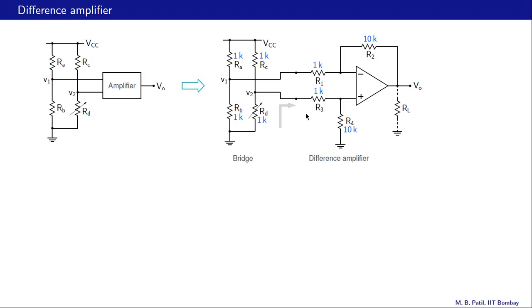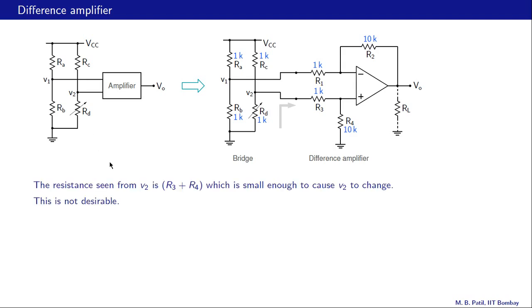But there is a problem, and let us see what that problem is. When we connect the amplifier to the bridge circuit, we expect that V1 and V2 stay the same as before. And when will that happen? That will happen if the amplifier does not draw any current from this bridge circuit. Or in other words, we expect the amplifier to have a very large input resistance compared to all of these resistances. Now that is not happening in our difference amplifier, and let us see why.